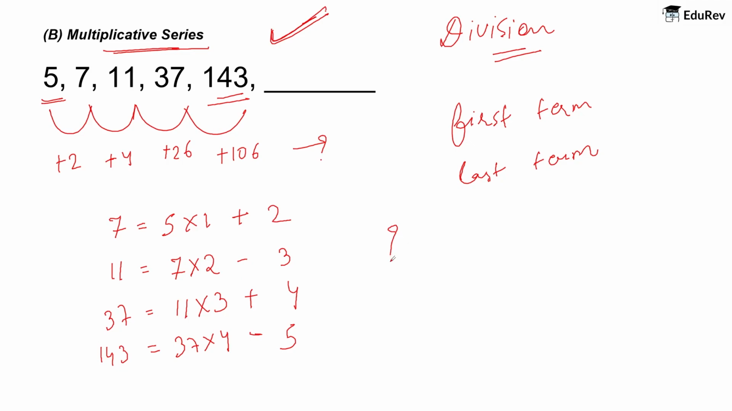So the next number in the series should be 143 into 5. So now it's the turn of plus, so plus 6. So when you solve this particular thing, you get 715 plus 6. That is nothing but 721. So we got our answer. See, now over here also there's a possibility that people may write the numbers in different forms. Like 11 could also be written as 7 into 1 plus 4.